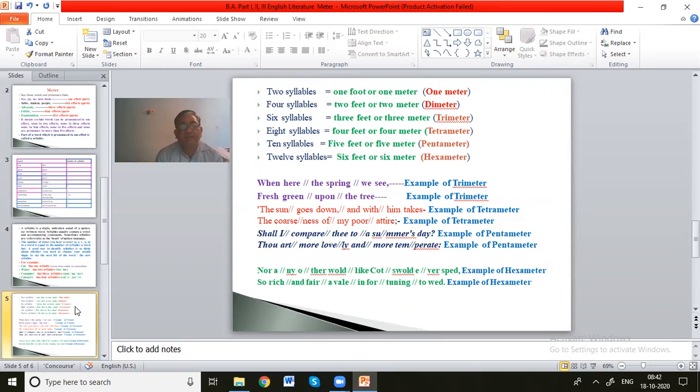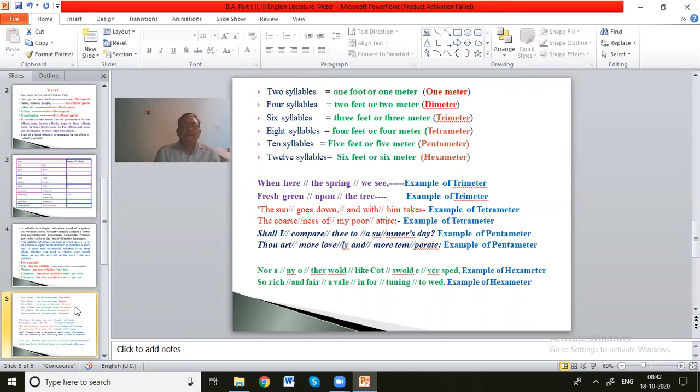"Shall I compare thee to a summer's day", an example of pentameter. "Thou art more lovely and more temperate", an example of pentameter. And there are lines that are examples of hexameter, such as "So rich and fair a well in for turning to red".